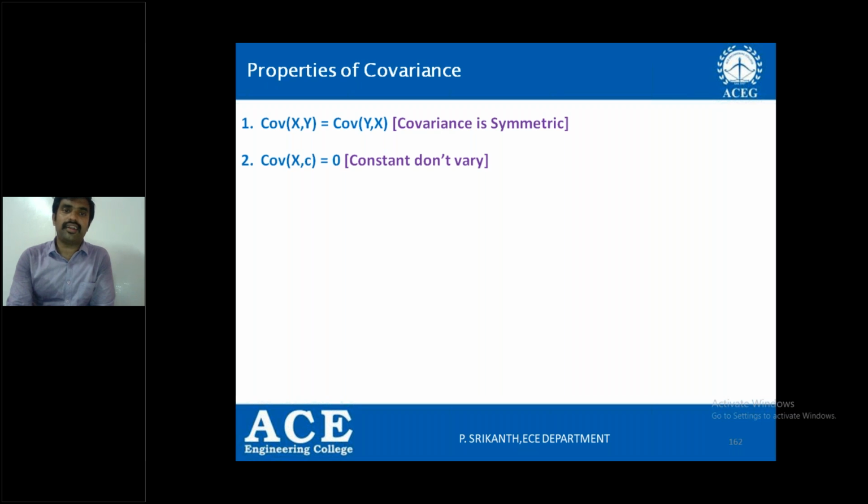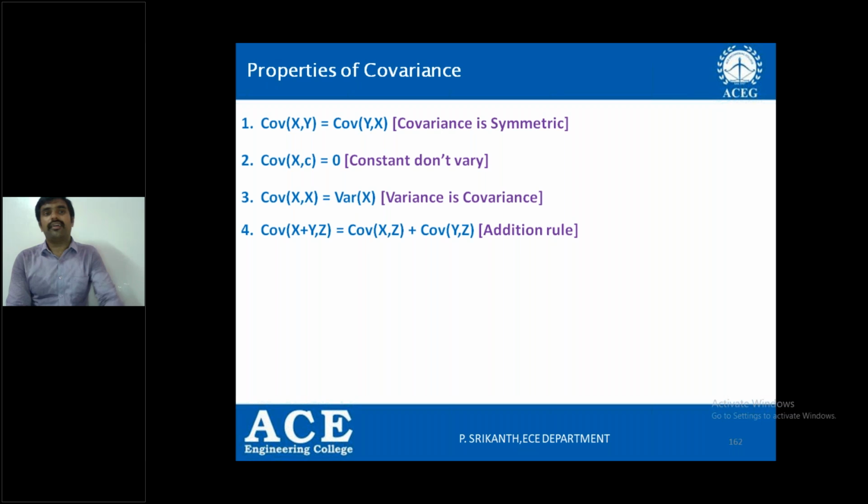Second one is that a constant doesn't vary, that is covariance of x comma c is 0, and covariance of x comma x becomes variance of x, and covariance of x plus y comma z becomes the summation of covariance of x comma z and covariance of y comma z. It is called the addition rule, right? And covariance of c into x comma y, that is multiplied by a constant, becomes constant into covariance of x comma y, where c is a constant. So these are all the properties.